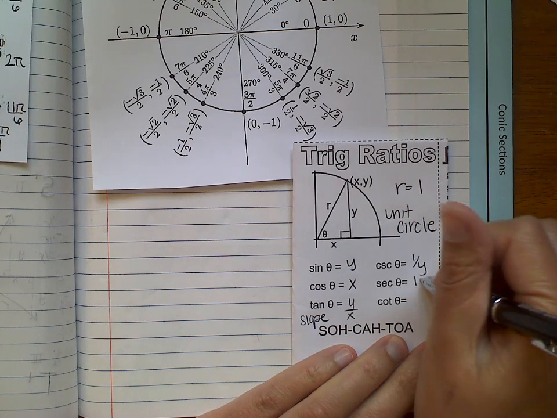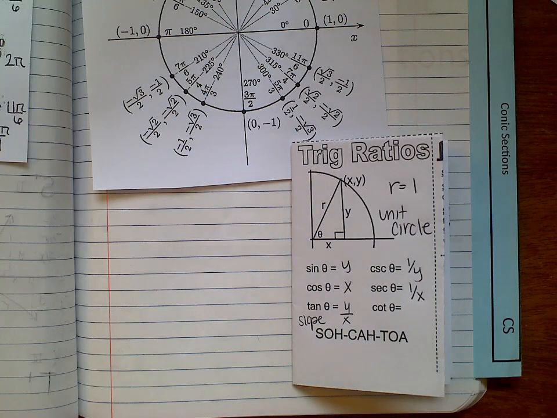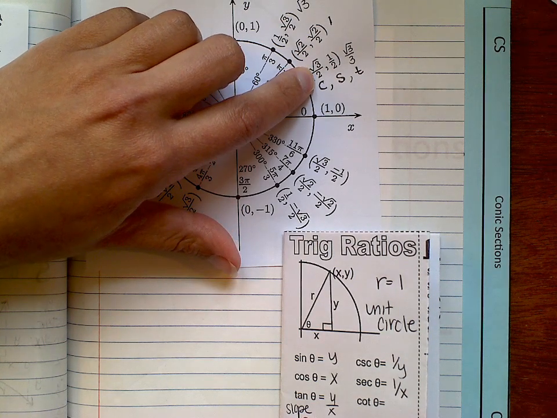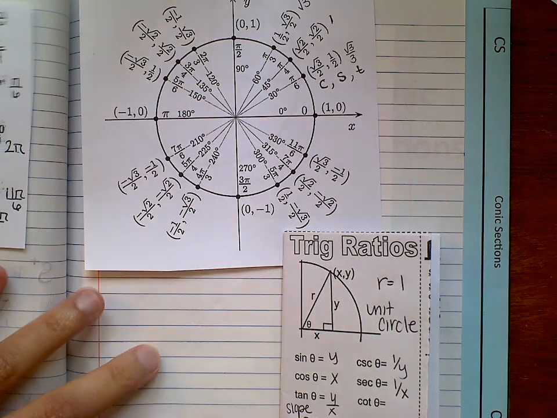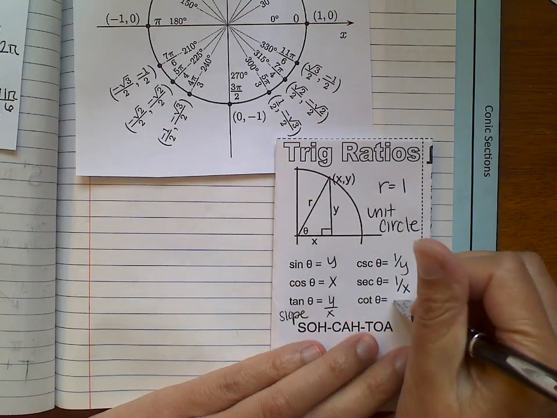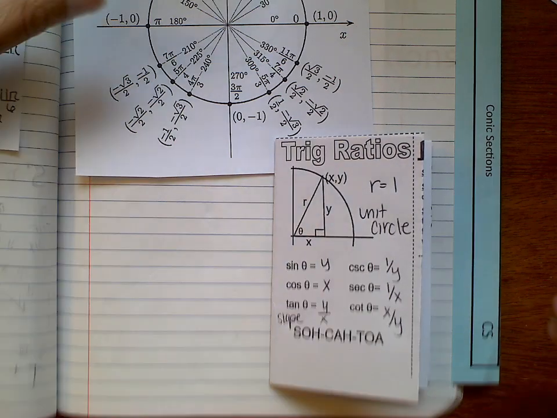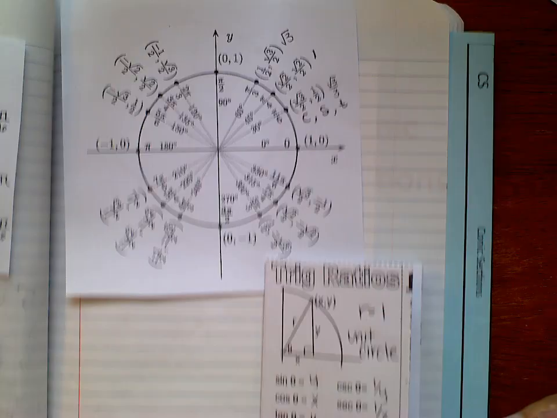Secant is cosine's reciprocal, so 1 over x. Now if I were to do the secant of pi over 6, I go to cosine and I have to flip that, so 2 over root 3, which then I'd have to rationalize, so that's a little bit of a process. And then cotangent is just the reciprocal, so x over y, which is really the opposite of these, in the other order.